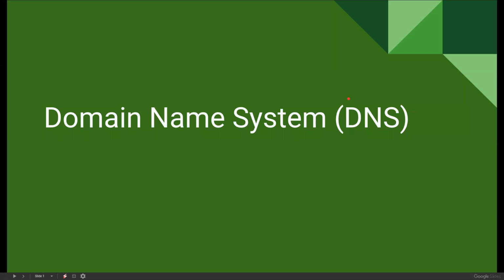All right, today we're talking about DNS. Now, DNS stands for Domain Name System. Let's learn about what that means and what this all entails.